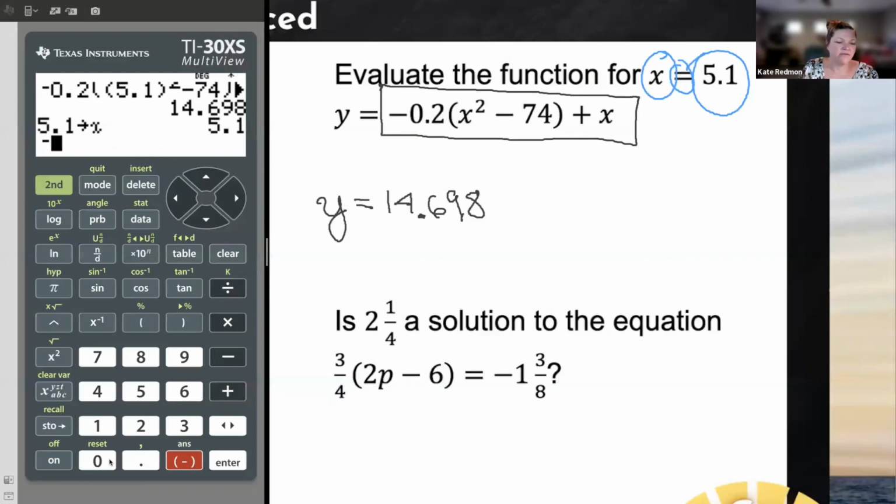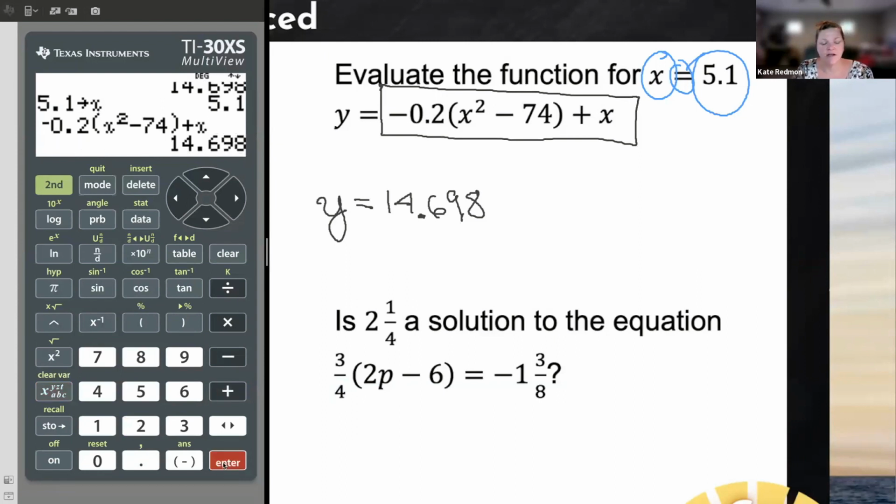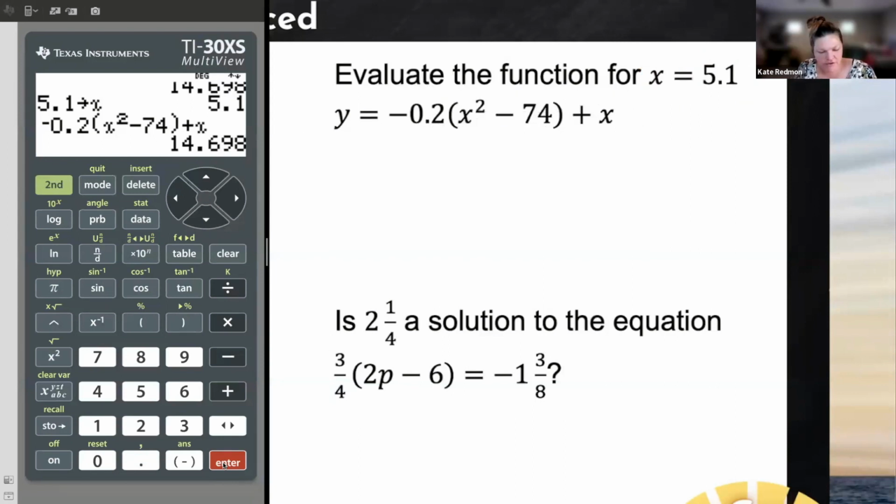And so this is what I'll type in. -0.2, open up parentheses, x squared. I'm letting my calculator do the substitution this time. Minus 74 plus x. And we can see that if we had gone that way, we would have gotten the same answer, 14.698. And just like before, we have to know that the equal sign stays steady and the left-hand side we haven't affected there. Strong mark, let's look at the next one.